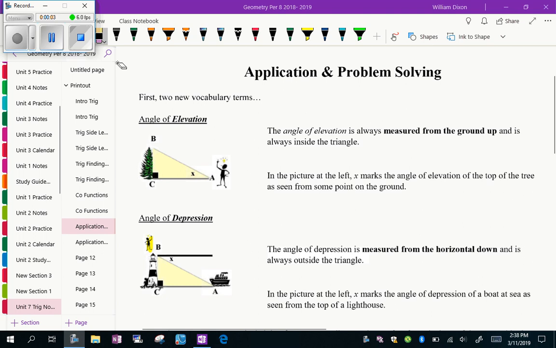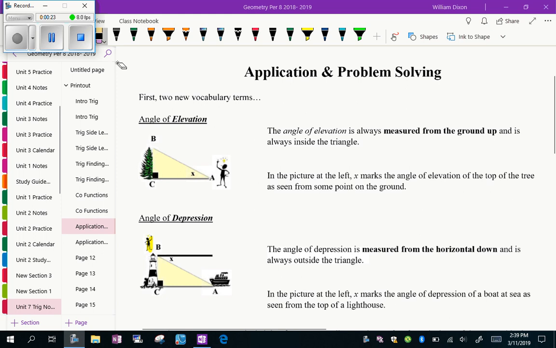Hello. In today's lesson, we're going to do some application problems. These application problems are going to deal with our trig ratios that we've learned about in the past couple of lessons. This is really some neat stuff, so I'm really looking forward to us working together on this. But before we begin, we need to look at two very key vocabulary terms.